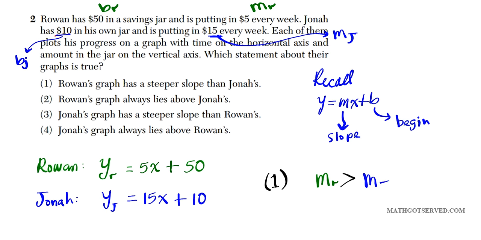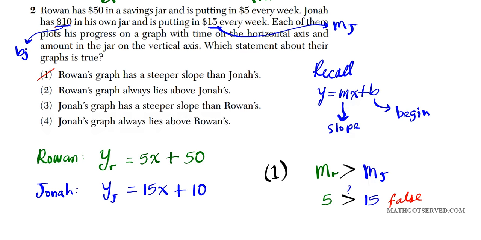Is that the case? Well, let's determine what the values are here. The slope for Rowan's savings line is 5. The question is, is 5 greater than the slope of Jonah, which is 15? Is 5 greater than 15? No, this is false. So what does that tell us? It tells us that this statement, 1, is not true. Okay? All right, let's take a look at the second statement.